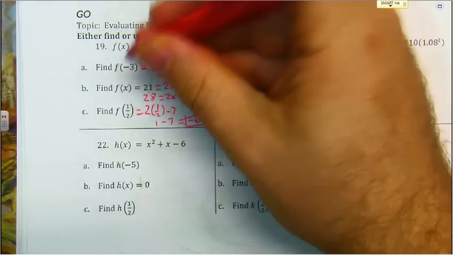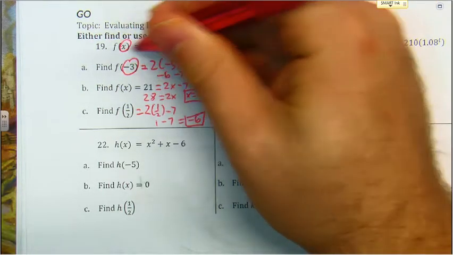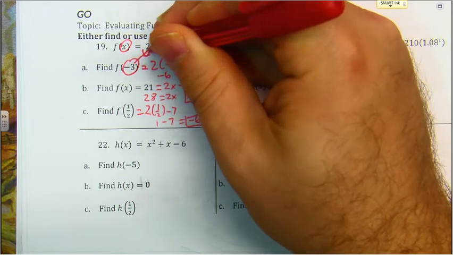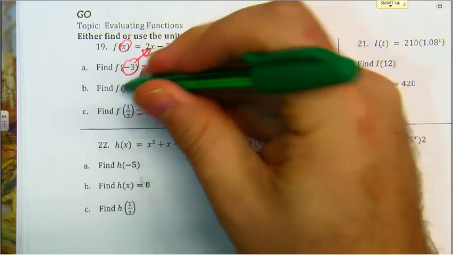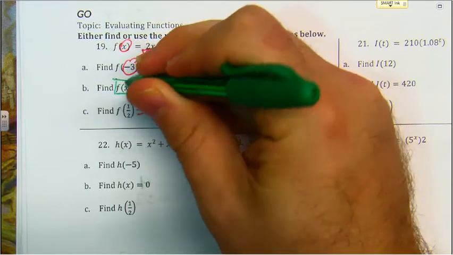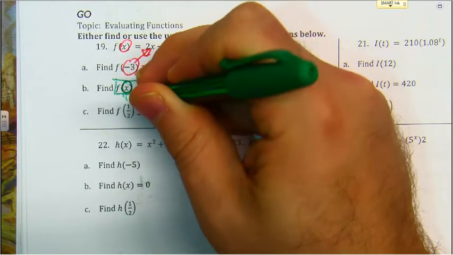Remember, if it's put where the x is, we plug it in for x. If it tells us f of x equals something, that means we don't know what x is, and we need to find what the x is.